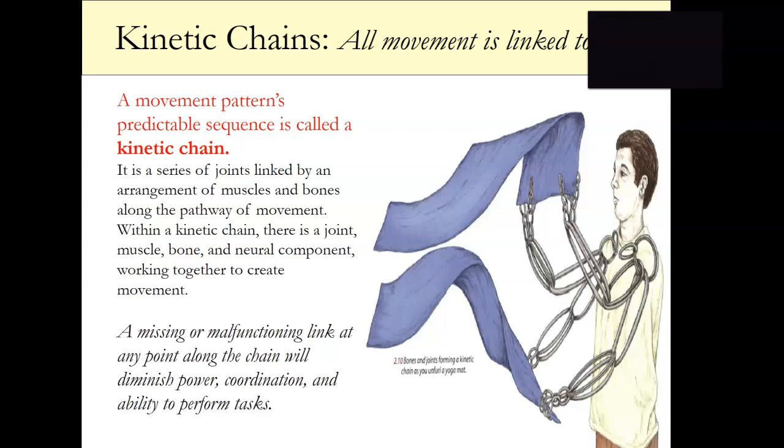Here's a definition for kinetic chain. A movement pattern's predictable sequence is called a kinetic chain. So that is your definition for a kinetic chain. Like I said, it's these linked muscles and nerves, and if something's missing, you'll lose your power, your coordination. You can't do what you want to be able to do.